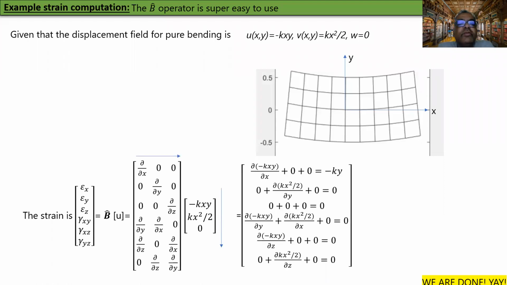So the basic idea is to do it like matrix multiplication, but instead of multiplying, we are operating. So let's look at the first row times the column. You get d/dx of minus kxy, 0 times kx squared over 2, 0 times 0. So I get minus ky if I differentiate with respect to x. Let us look at second row, first column, and I get 0 plus d/dy of kx squared over 2 plus 0. That gives me 0, and so on. You can see that I have only one strain component, minus kxy.